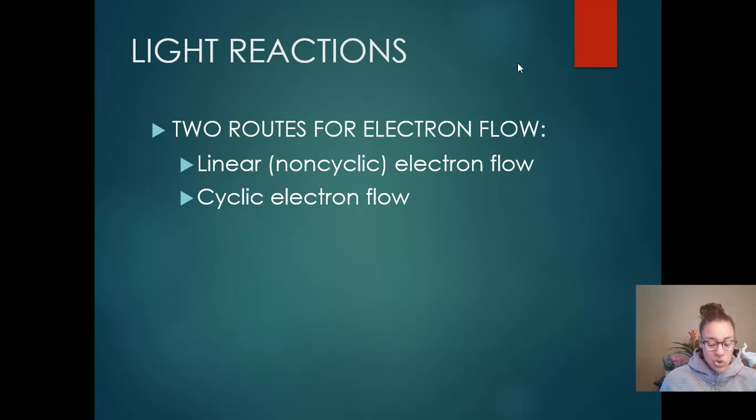And then there are going to be two routes for our electrons to flow, which are going to be responsible for transporting that energy. So there's going to be a linear flow to them as they go through photosynthesis. And there's also going to be a cyclic flow throughout the photosystems, which I'll reference as well.